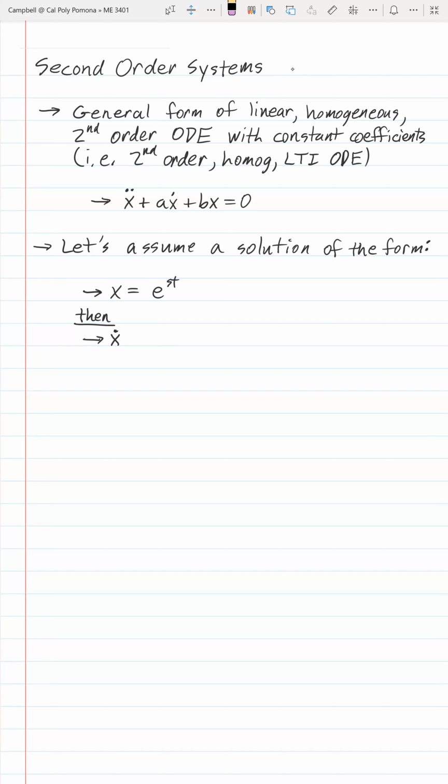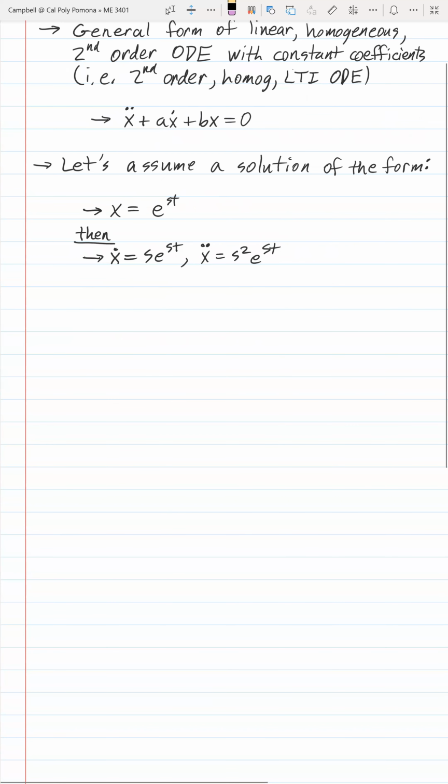So we have our derivative chain. We start with x. We have assumed a solution, so that means that we have also bought ourselves a specific set of derivatives. For x dot, we get s times e to the st. And x double dot, we have s squared also times e to the st.